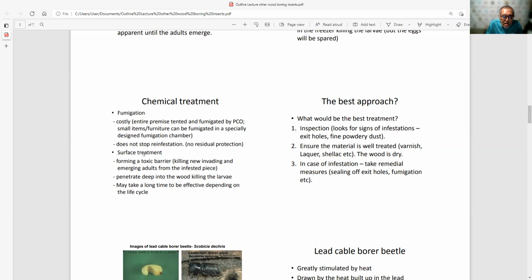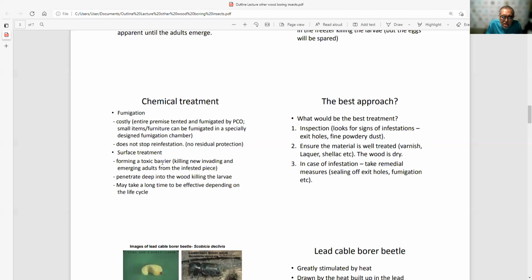Okay, surface treatment, forming a toxic barrier, killing new, invading, and emerging adults from the infested piece. So what you need to do is you can cover, you can treat the piece of wood with a toxic barrier. So any insects that pass through, whether going out or coming in, will be killed as they are being touched by the chemical.